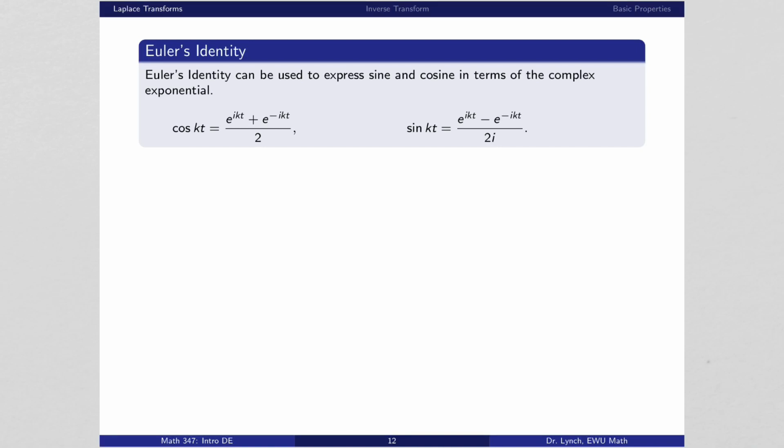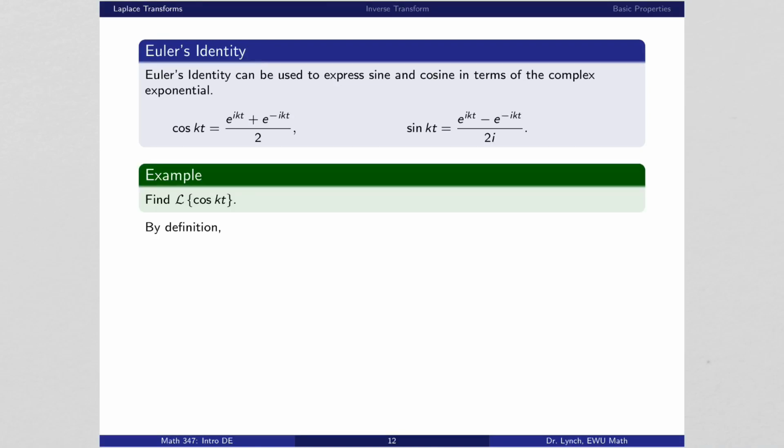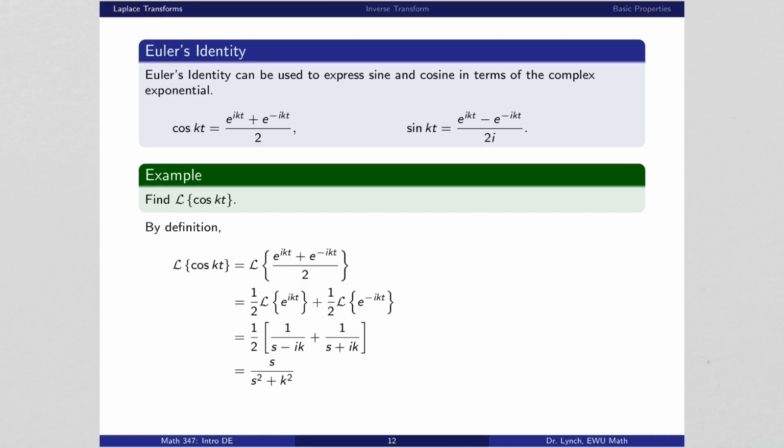So I'll go ahead and work through the Laplace transform here of cosine. By definition, the Laplace transform of the cosine can be written as the Laplace transform of this combination of exponentials, right? So use linearity twice here to break down the sum and the product. And then here, even with the complex argument, we can still write the transform of e to the ikt is 1 over s minus ik, and the transform of e to the minus ikt is 1 over s plus ik.